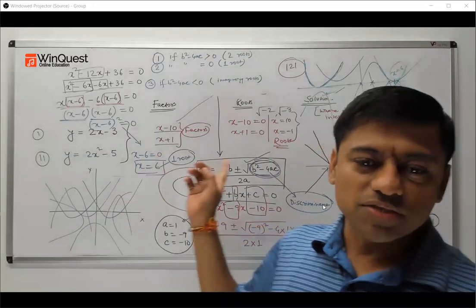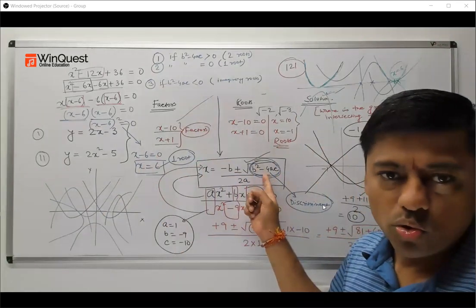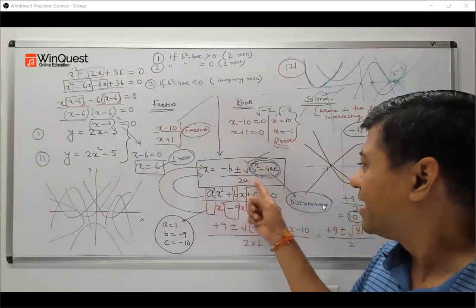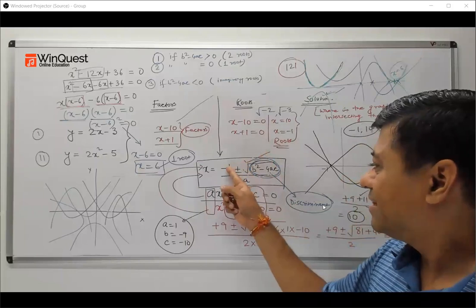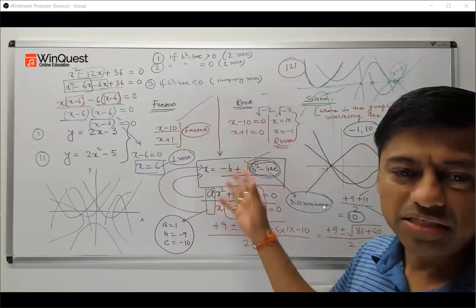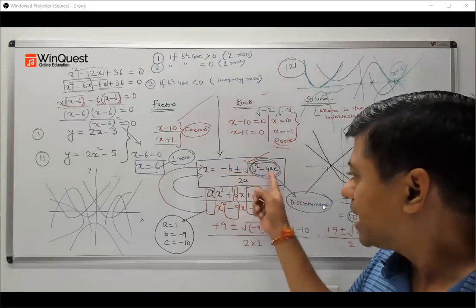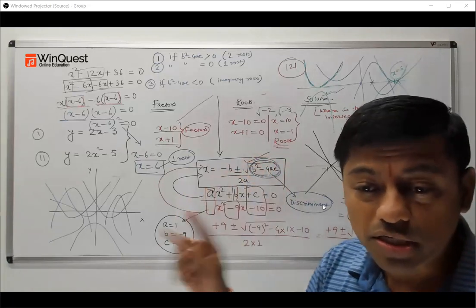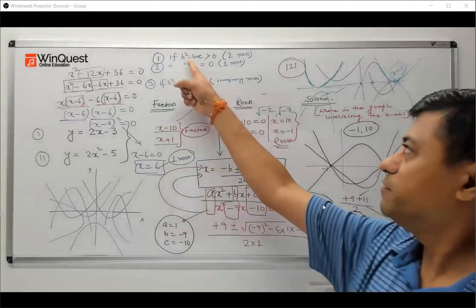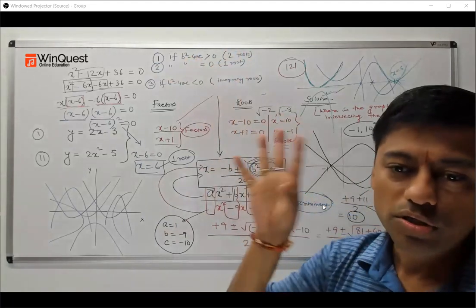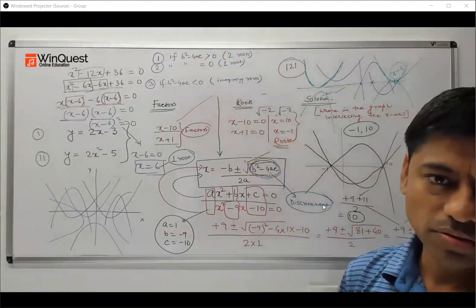If b square minus 4ac is greater than 0, you see this will be a real value. And these do not define anything. Minus b, 2a, whatever it is, they are okay. But this has to be greater than 0 for two distinct roots. That is why I said if b square minus 4ac is greater than 0, there will be two distinct roots.